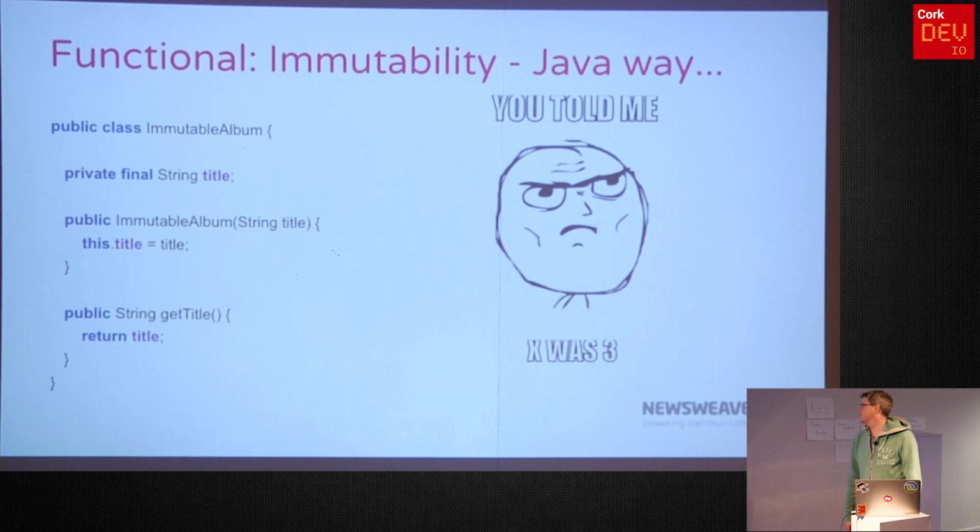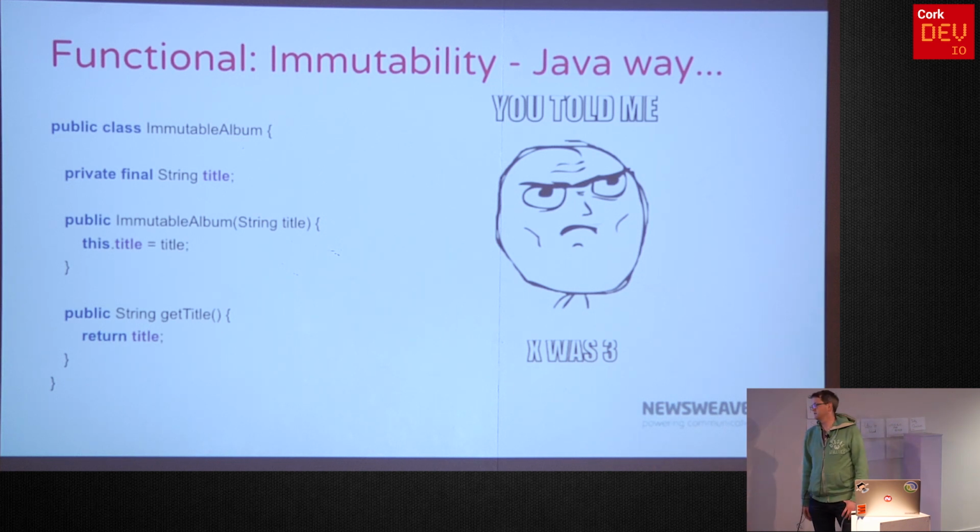So let's just start with the immutability. Say we had Java and we wanted to make that album class immutable. There's loads of rigmarole we have to go through to do that. First of all, we'd have to declare the title property as final. That means that it can't be assigned to a new string once an instance of this class has been instantiated.